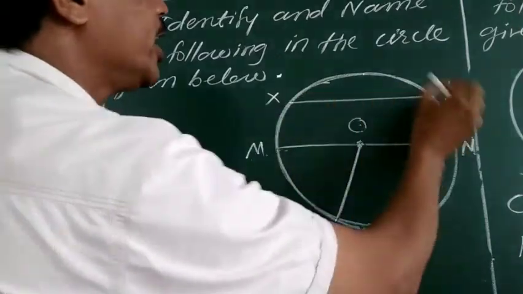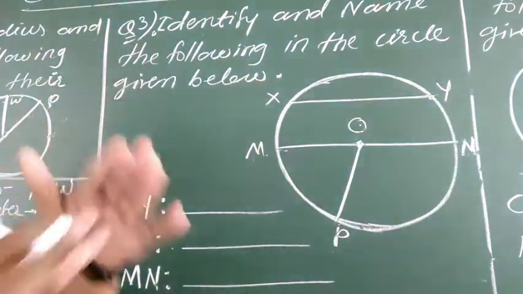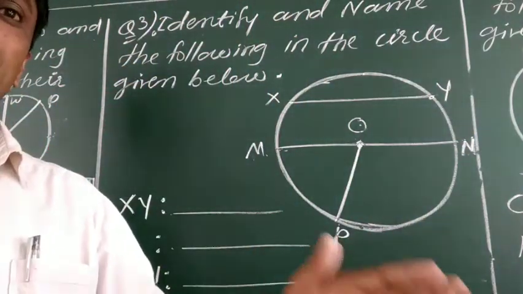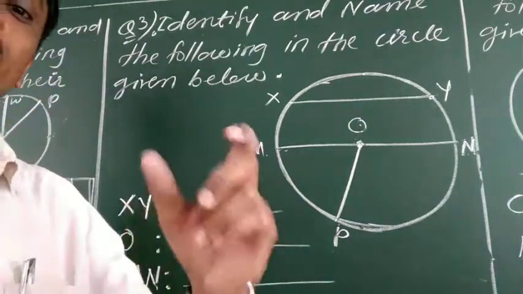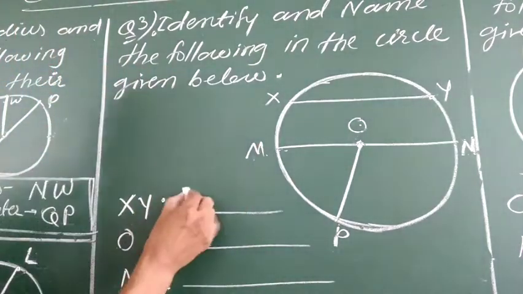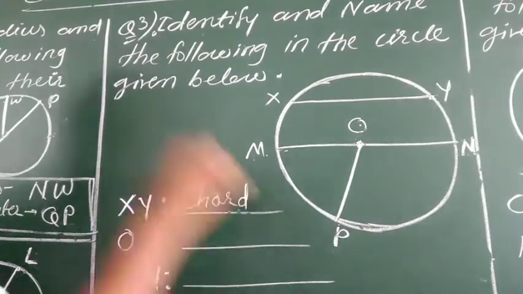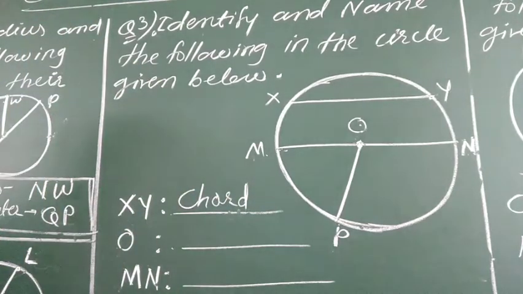देखिए, it is joining two points on the circle, but does not pass through center. So it is only a chord. We can say it is a chord, not a diameter. Okay, it is a chord.